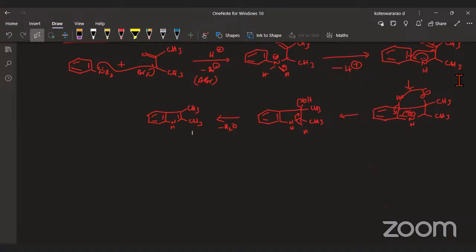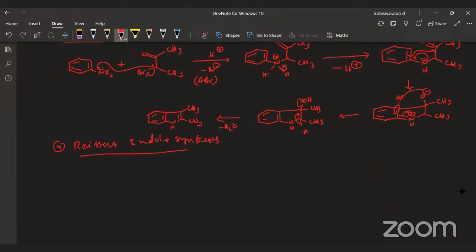I think that today's session time is over. Otherwise, I would continue for 5 to 10 minutes. Okay, see the physical properties. I will give you another reaction for the preparation. The fourth one is the Reissert indole synthesis.